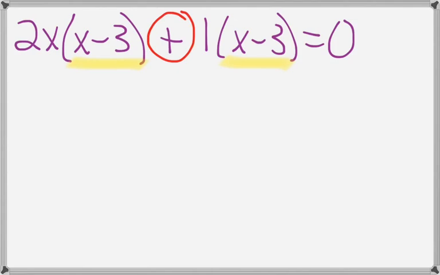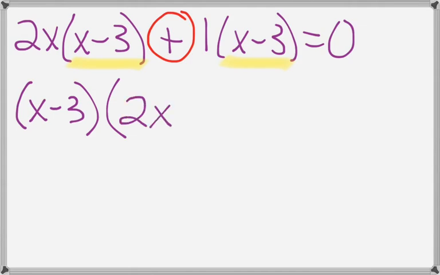Just like we noticed that 2x squared and negative 6x had a common factor of 2x, these two terms here have a common factor of x minus 3. And so what we're going to do is factor that in front, and then when we factor that from the first term, we're left with 2x, and when we factor it from the second term, we're left with 1.